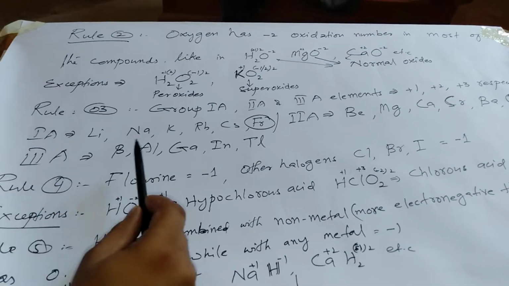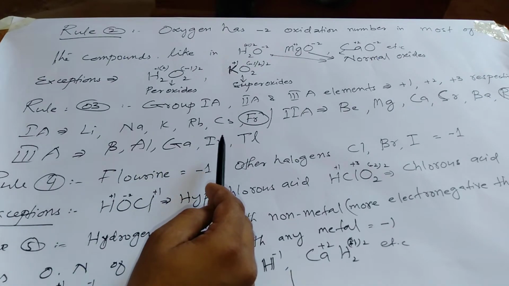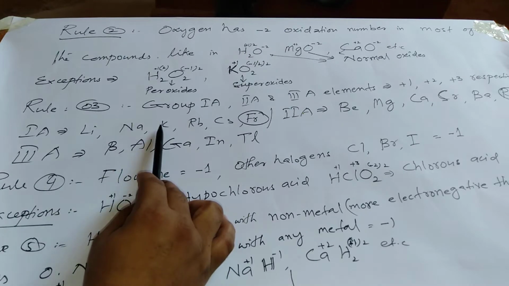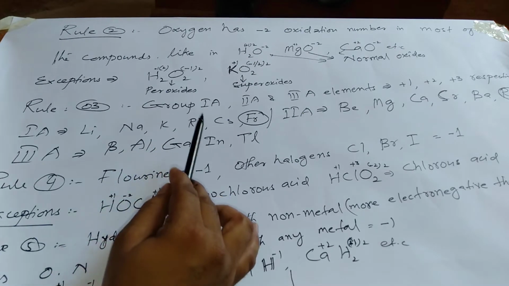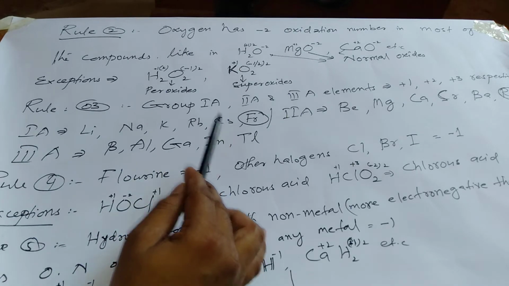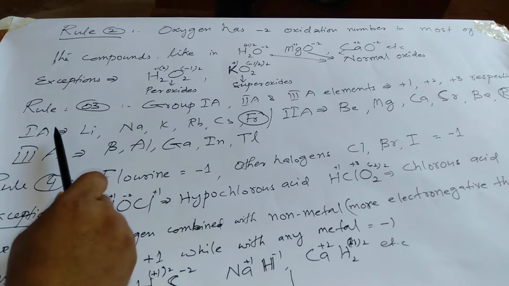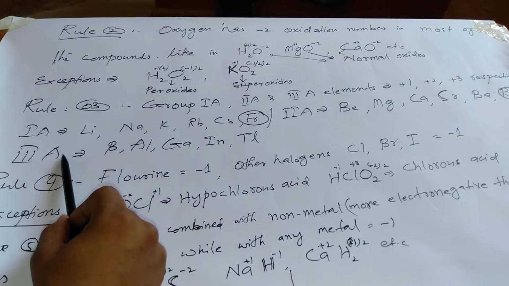While third A group elements are boron, aluminium, gallium, indium and helium. So these elements of group first A, second A and third A have oxidation numbers of +1, +2 and +3 respectively. +1 oxidation number for first A group elements, while +2 for second A and +3 for third A group elements.